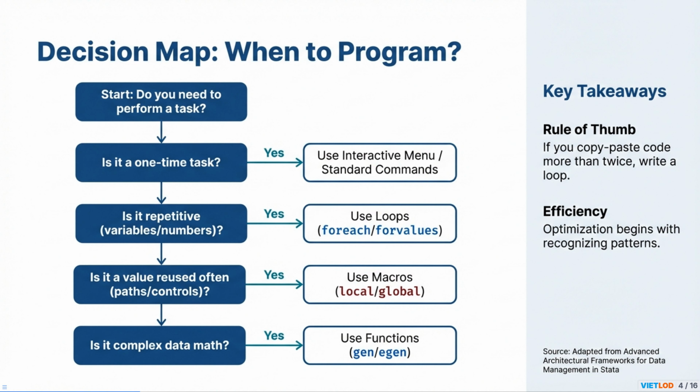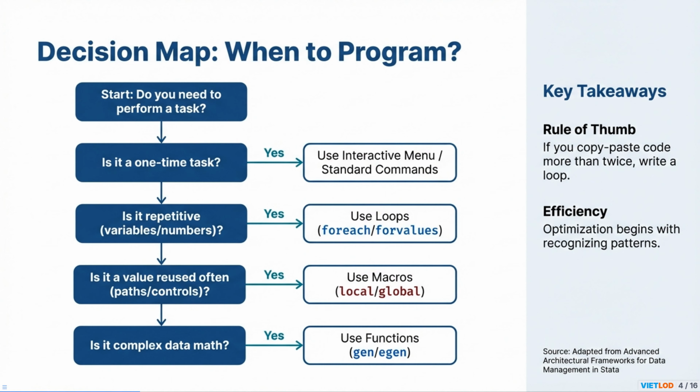This flowchart helps decide the right tool for the job. If a task is a one-off, Stata's interactive menus or standard commands are fine. If the task is repetitive, involving multiple variables or numbers, it's time to use loops. A simple rule of thumb is, if you find yourself copying and pasting code more than twice, you should write a loop. This highlights that optimization begins with recognizing patterns and is key for efficiency.